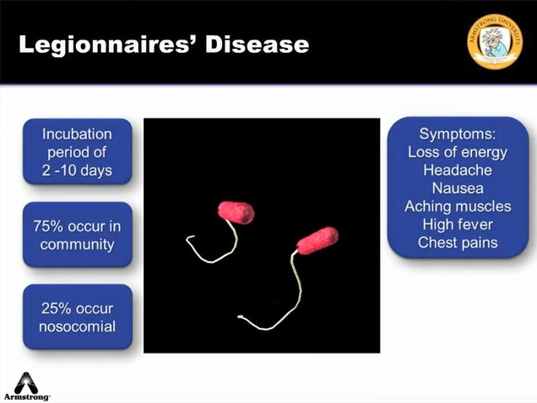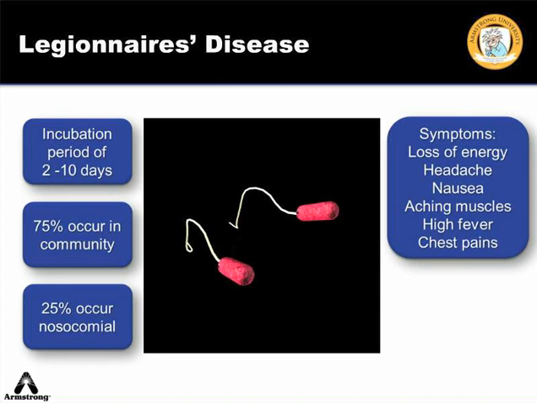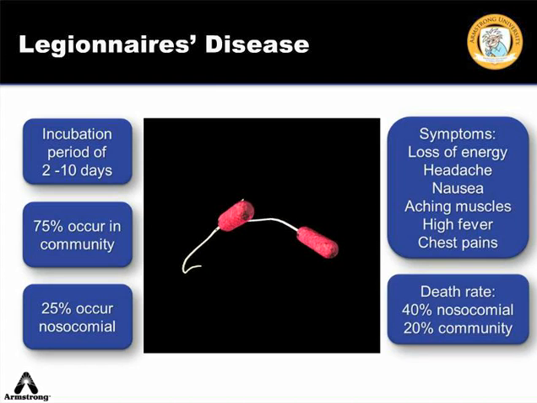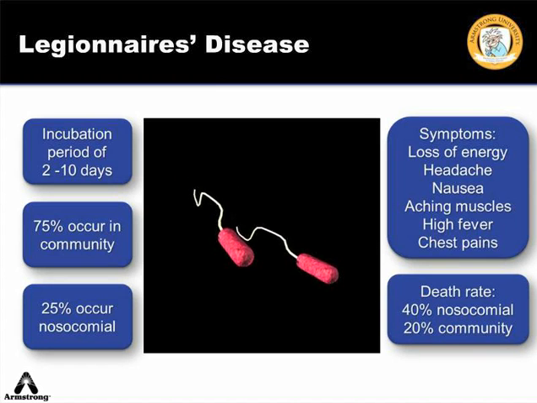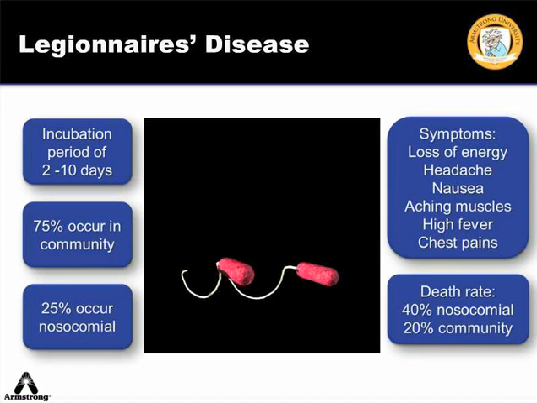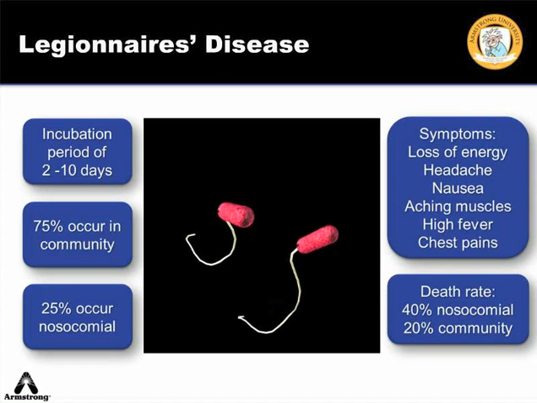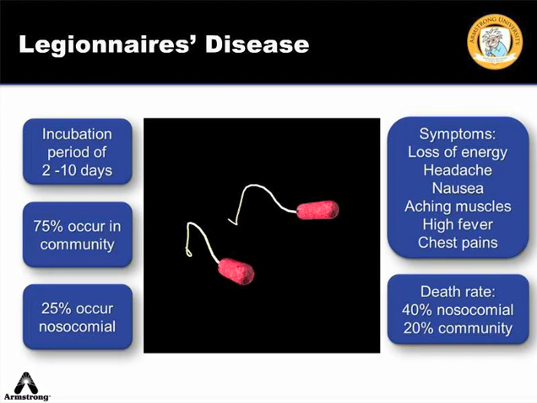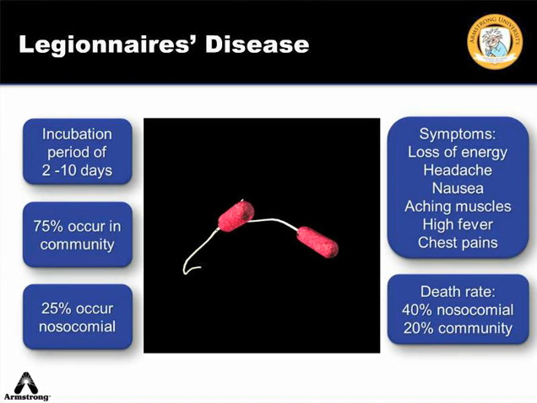Underlying disease and advanced age not only increase the risk of contracting Legionnaires' disease, but also the risk of dying from it. And finally, a death rate of 40% for cases acquired during a hospital stay, nosocomial cases, which are down from 46%, and a death rate of 20% for community-acquired cases, which are down from 26%. Some outbreaks have claimed more than 50%.